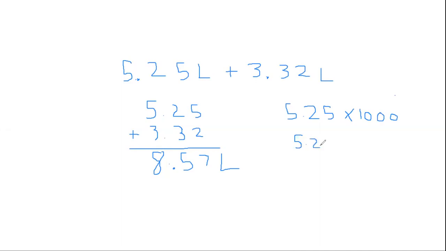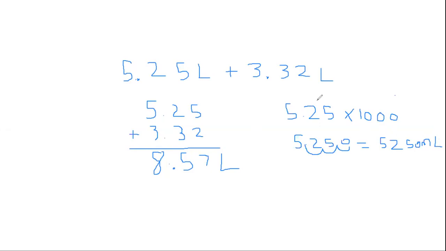So I take my decimal point and I move it 1, 2, 3, because there are 3 zeros. So I put a 0 behind there. So the first one is equal to 5,250 milliliters, right?